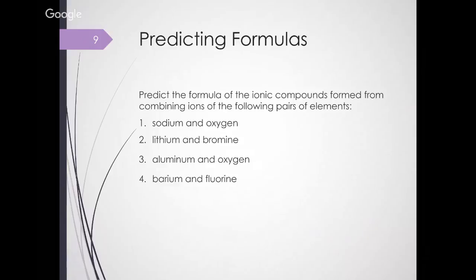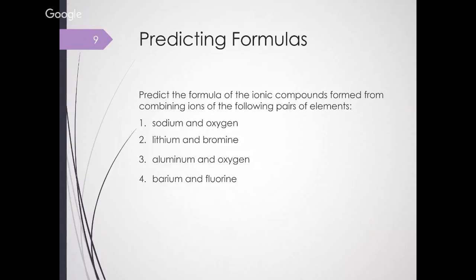So how can we predict some formulas for the ionic compounds formed from these pairs of elements? Sodium and oxygen. Sodium is a +1, oxygen is a -2. We crisscross those down and end up with Na2O. Lithium is a +1, bromine is a -1. We crisscross those, we end up with LiBr. We just looked at aluminum and oxygen. Aluminum is a +3, oxygen is a -2. Crisscross those, Al2O3.